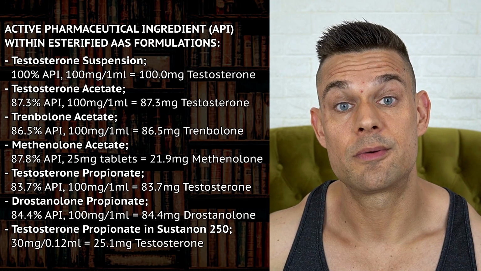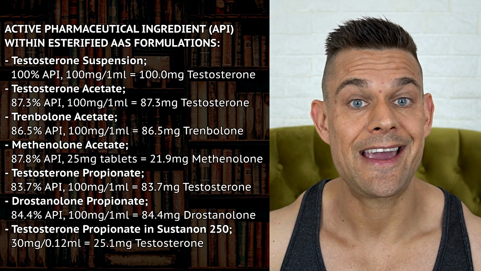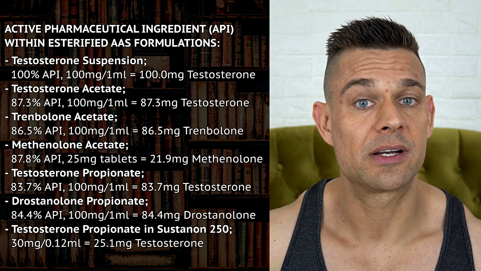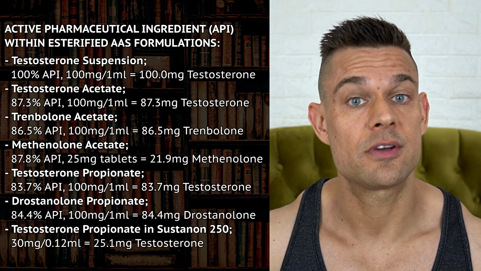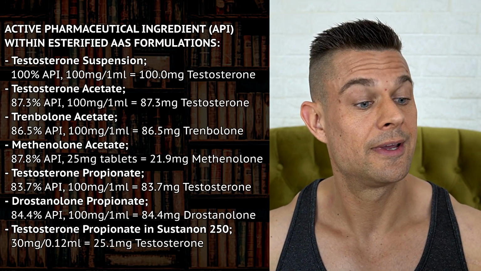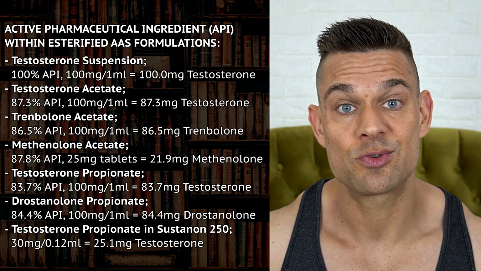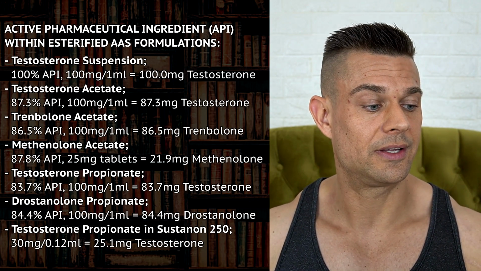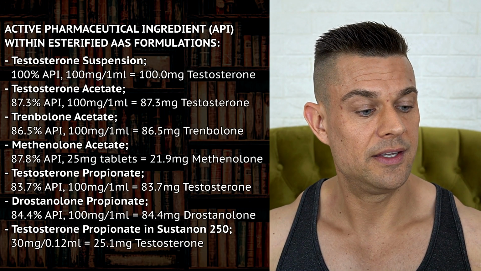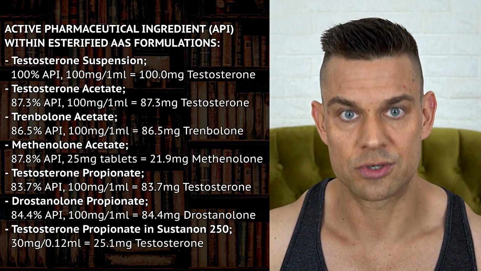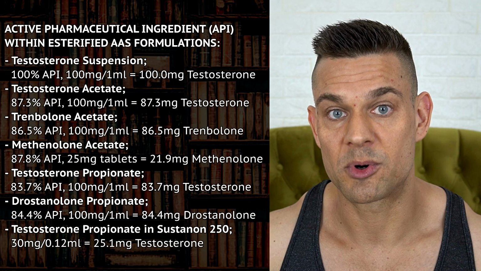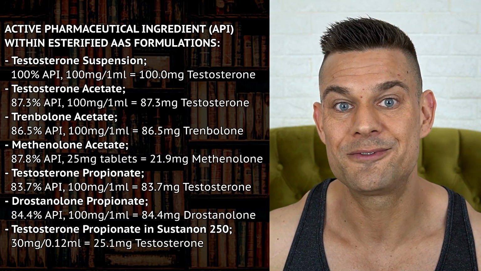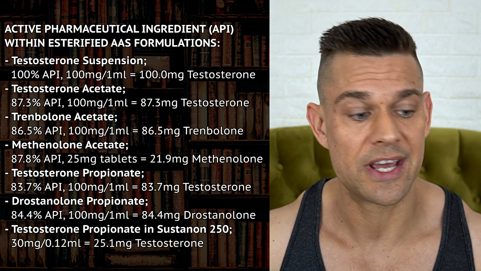Now, when we look at testosterone propionate, you see that it contains 83.7% actual testosterone. So that means a 100 milligram per 1 milliliter formulation of testosterone propionate will yield 83.7 milligrams of actual testosterone. Drostanolone propionate, masterone, with a little bit higher molecular weight, yields 84.4% drostanolone. That means a 100 milligrams per 1 milliliter drostanolone propionate formulation gives you 84.4 milligrams of actual drostanolone.